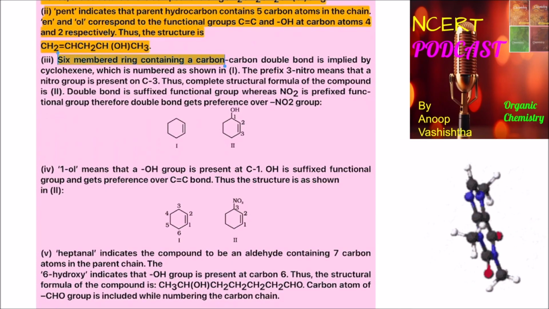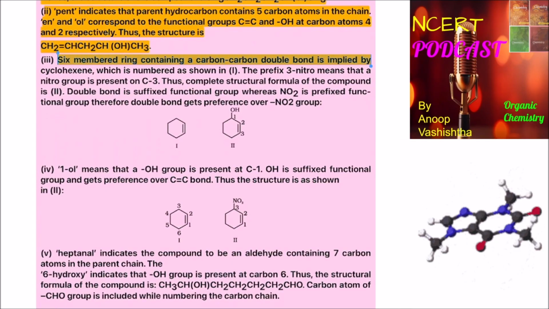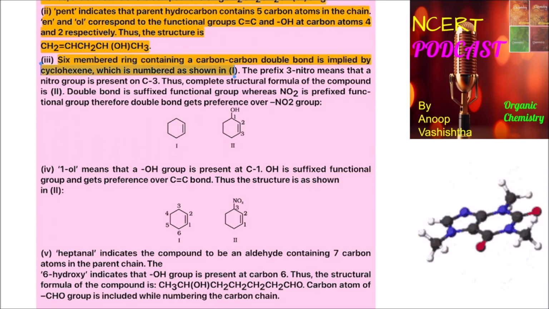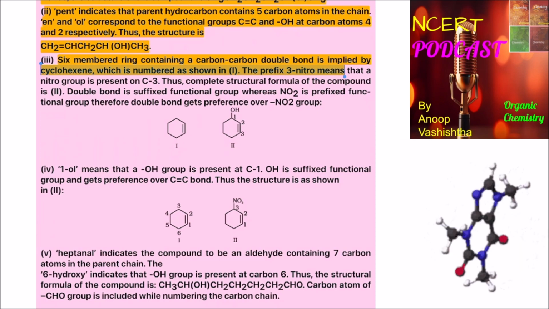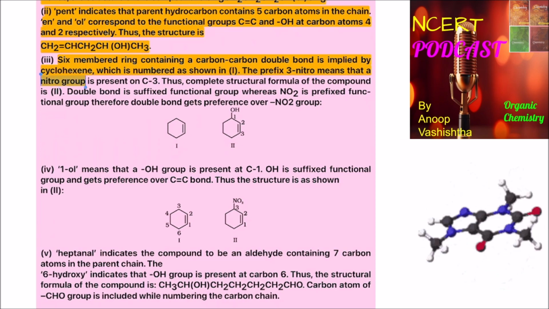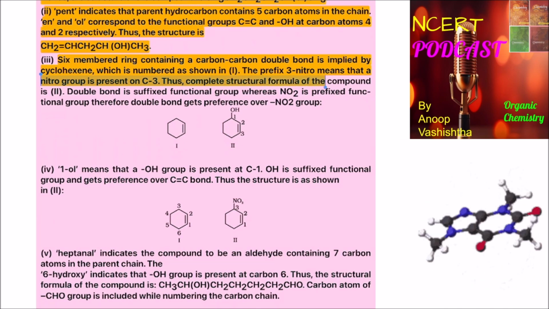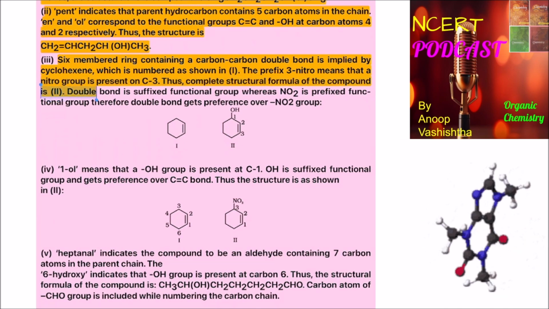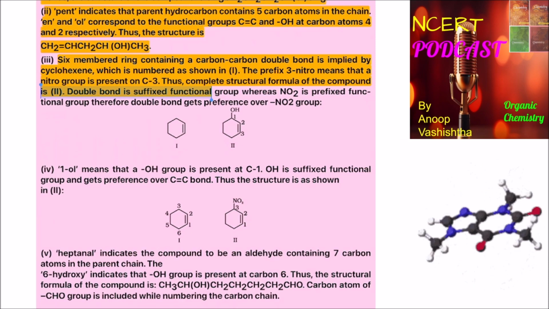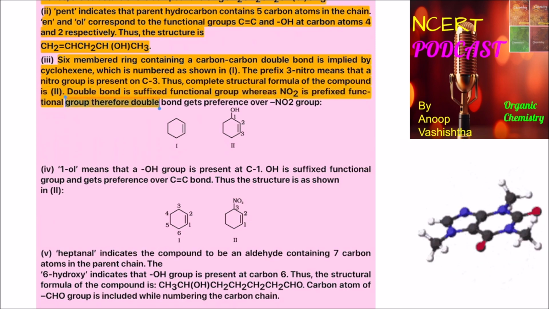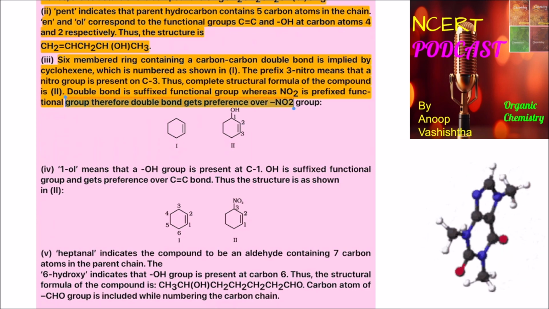3. A 6-membered ring containing a carbon-carbon double bond is implied by cyclohexene, which is numbered as shown in 1. The prefix 3-nitro means that a nitro group is present on carbon 3. Thus, the complete structural formula of the compound is 2. Double bond is a suffixed functional group whereas NO2 is a prefixed functional group. Therefore, the double bond gets preference over the NO2 group.